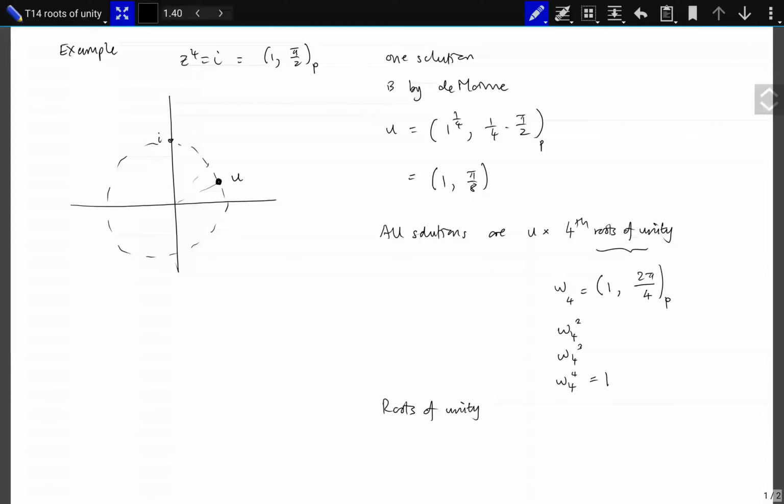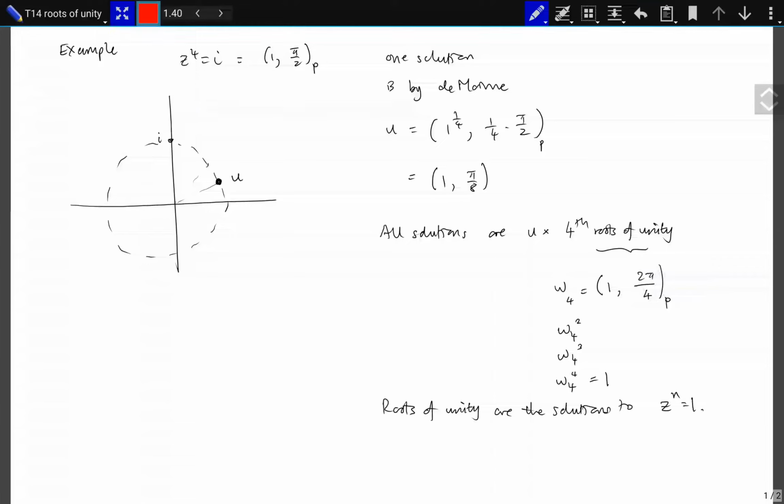Let me do the nth case. The n roots of unity are the n solutions to the complex equation z to the n equals 1. And it's generated by (1, 2 pi by n) in polar form.